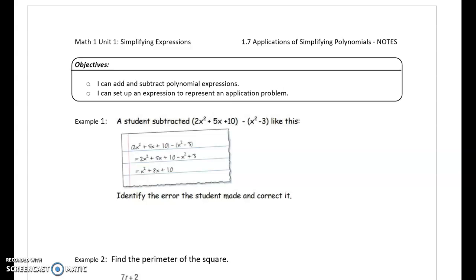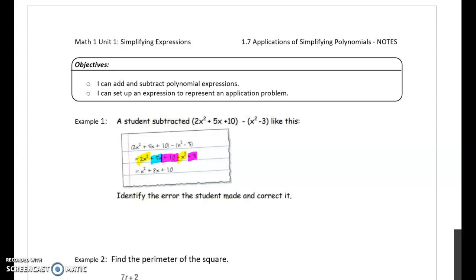So we had a student subtracting two polynomials, and you see that student's work on this little sheet right here. See if you can identify the error that the student made and make the correction. Give some time to do that, and you can check your answers here in a minute.